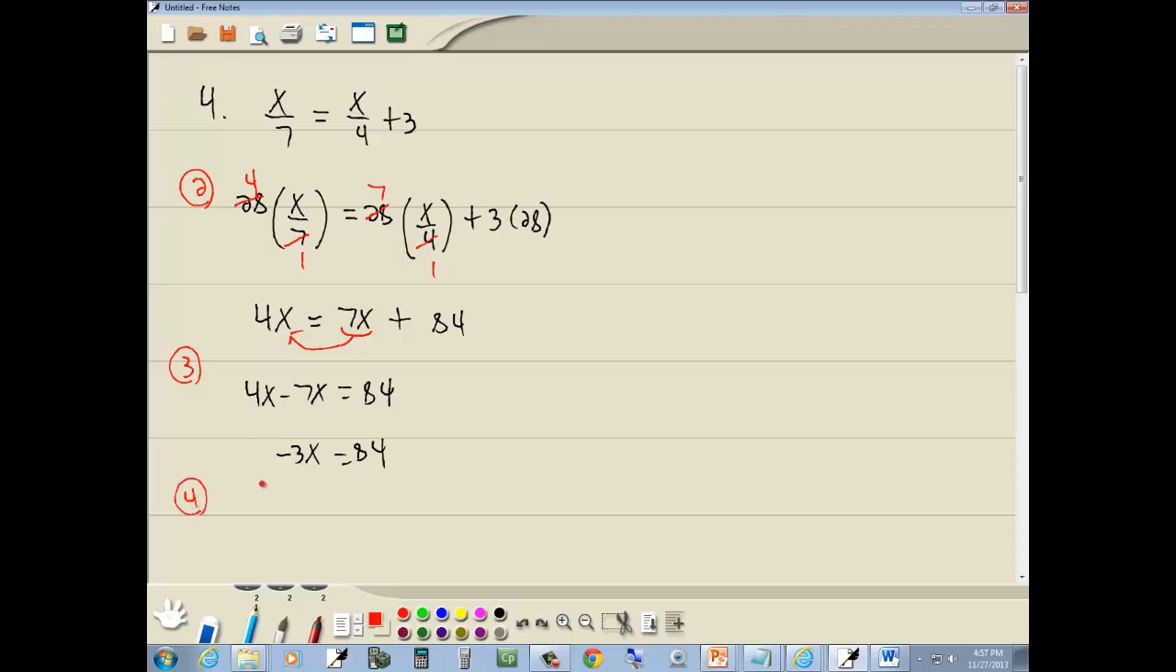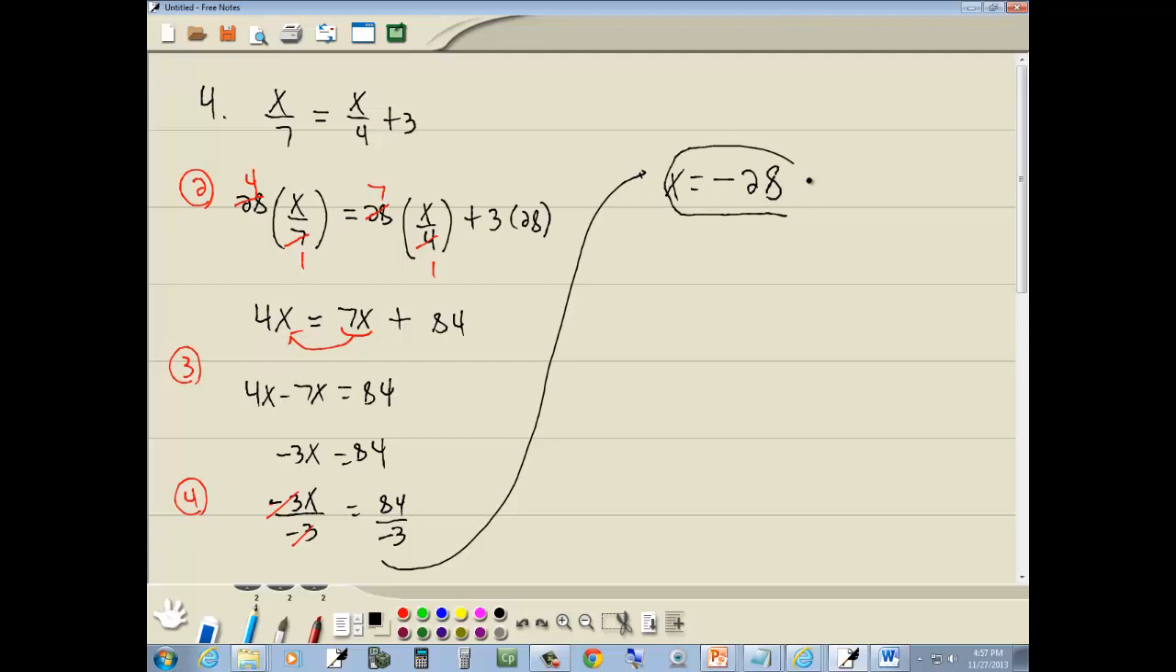Step 4. Divide both sides by the number in front of your x. So I've got negative 3x divided by negative 3 is equal to 84 divided by negative 3. Negative 3 is going to cancel. And we've got x is equal to, let's see, 2, and that's 6, 24, negative 28. And that's our answer.